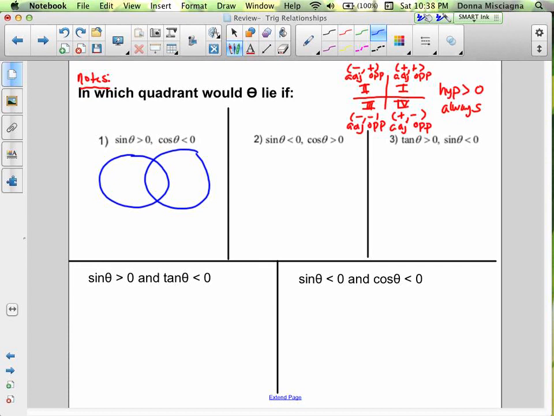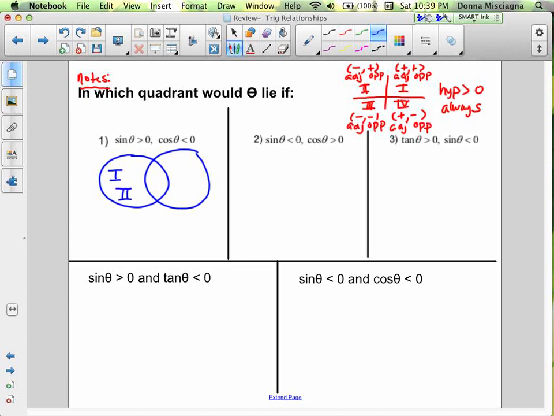All right, so where is sine theta positive? Remember, sine uses the opposite and the hypotenuse. Hypotenuse is always positive, so long as the opposite is positive, sine is positive. So the opposite is positive in the first quadrant. The opposite is positive in the second quadrant.